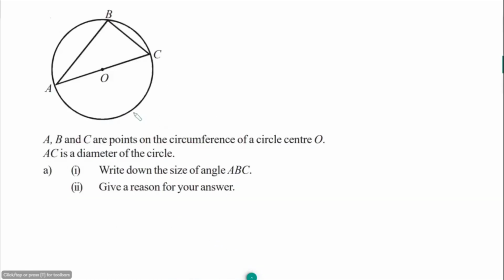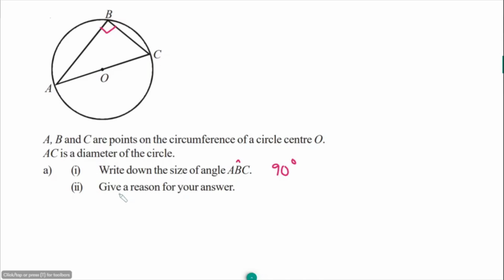Now we have a diagram here, and ABC are points on the circumference of the circle with center O, and AC is diameter. Very instructional. AC is diameter. So question A is, write down the size of angle ABC. So I'm looking for the angle at B. There's definitely this angle here. Now, since I have been told that this is a diameter AC, and this is angle on the semicircle, definitely this angle has to be 90 degrees. So it's a right angle really. So angle ABC is going to be 90 degrees.